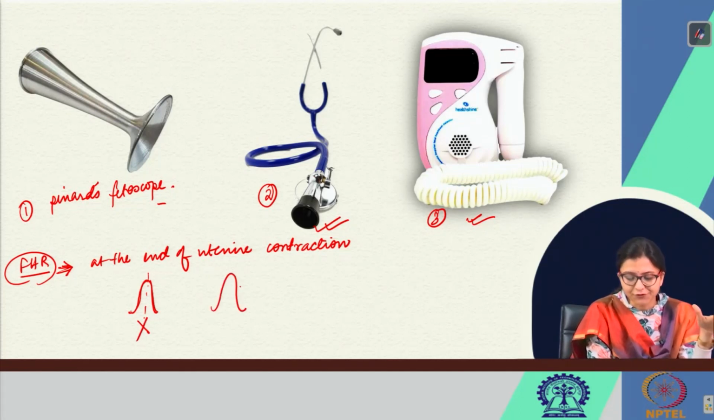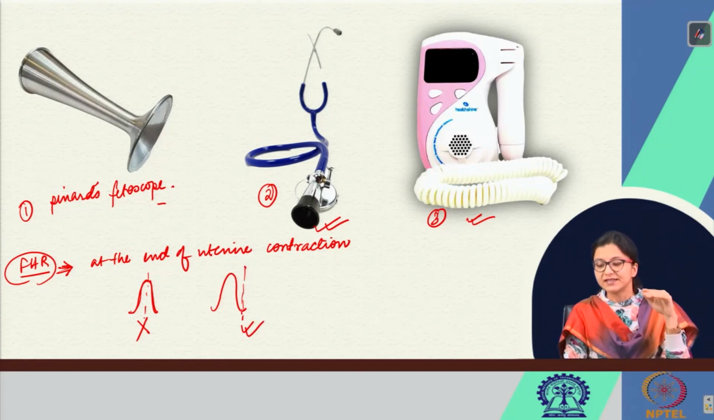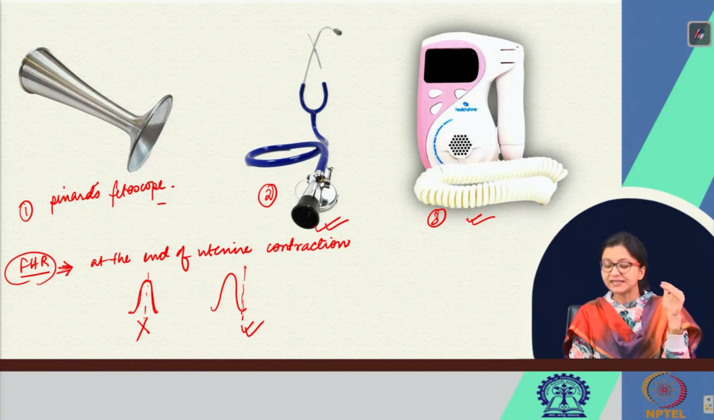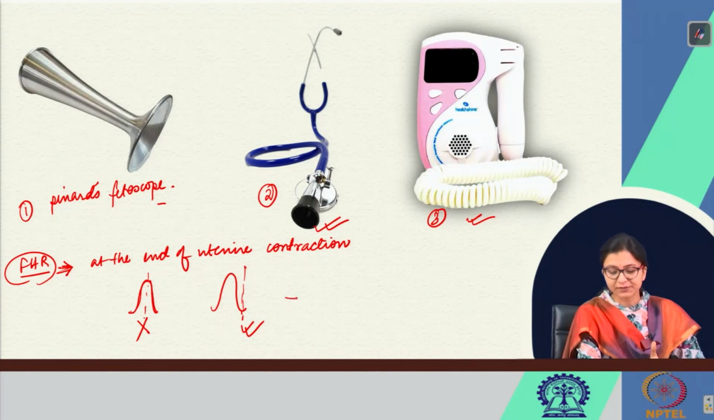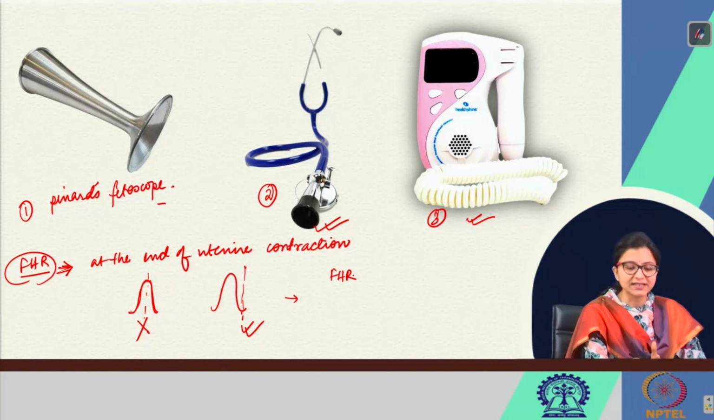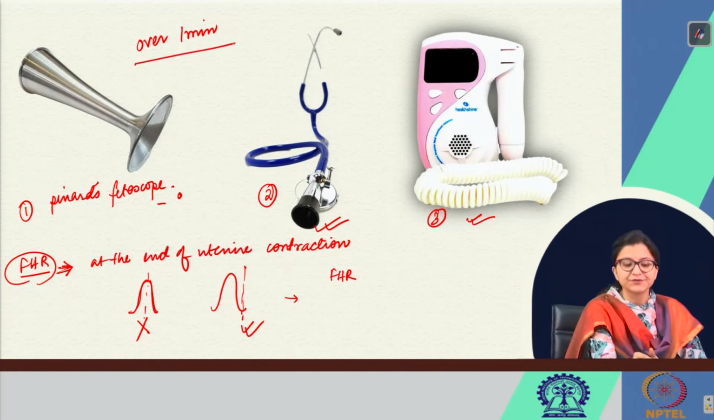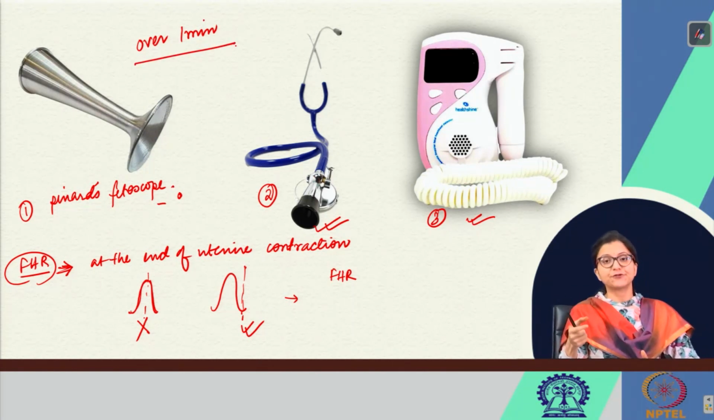You will auscultate after the uterine contraction has ended. So, this is about intermittent monitoring, and how to get the inference from the fetal heart rate. Another thing is, you have to auscultate over a period of 1 minute. Sometimes we think that we auscultate for 30 seconds and multiply by 2, or for 15 seconds and multiply by 4. No, that is not the rule.